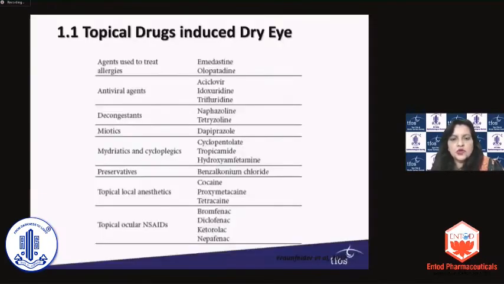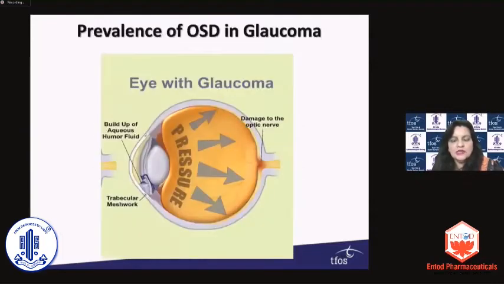So drug induced could be because of various allergies, antiviral agents, notably acyclovir, which we use, and decongestants. It is always best not to prescribe a decongestant like naphazoline with a lubricant, because they are antagonistic in their action. One is causing dry eye, the other is relieving dry eye. Then miotics, mydriatics and cycloplegics, preservatives such as benzalkonium chloride, topical local anesthetics, and topical ocular NSAIDs, all of them will have some element of dryness. More so because these drugs also have preservatives.